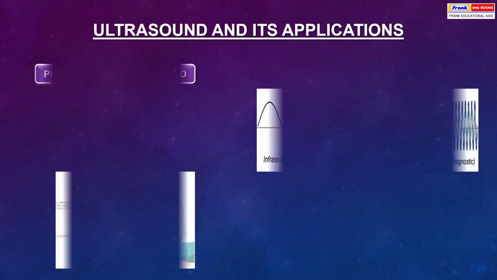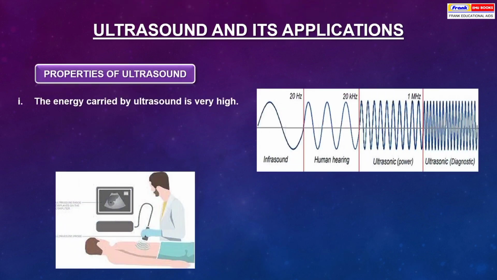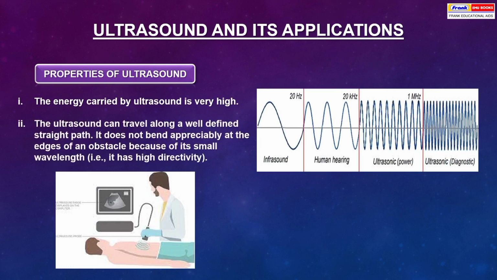Ultrasound and its application. Properties of ultrasound. The energy carried by ultrasound is very high. The ultrasound can travel along a well-defined straight path. It is not bent appreciably at the edges of an obstacle because of its small wavelength.